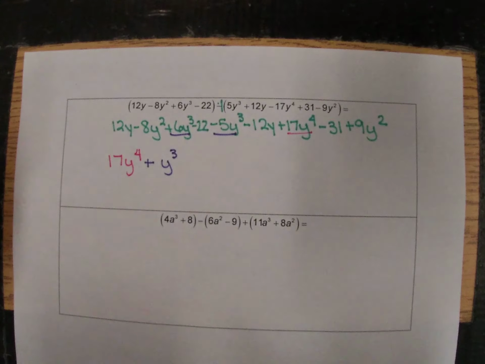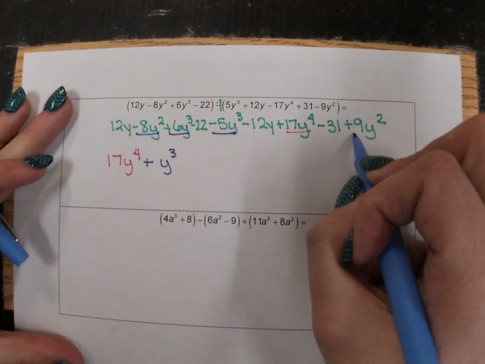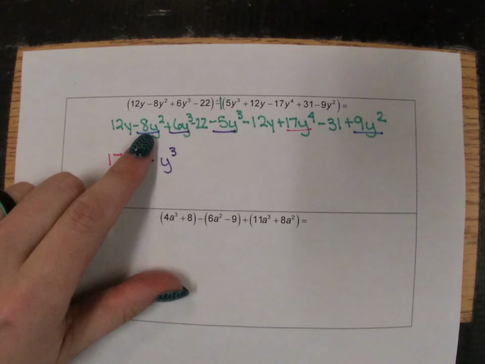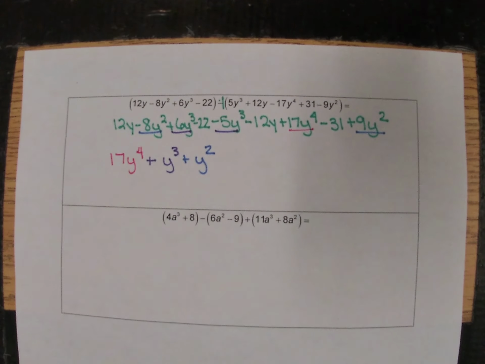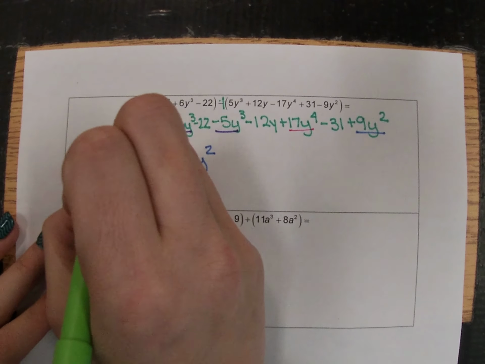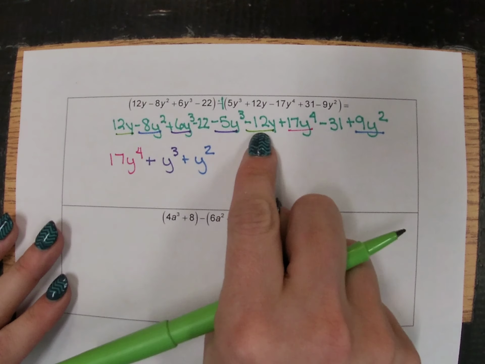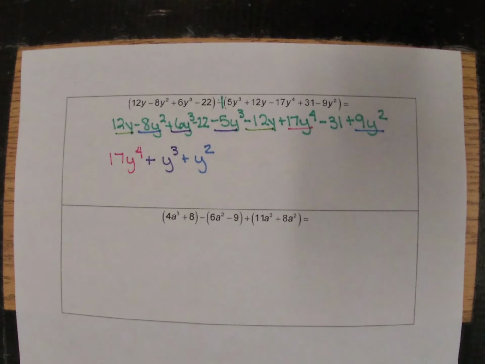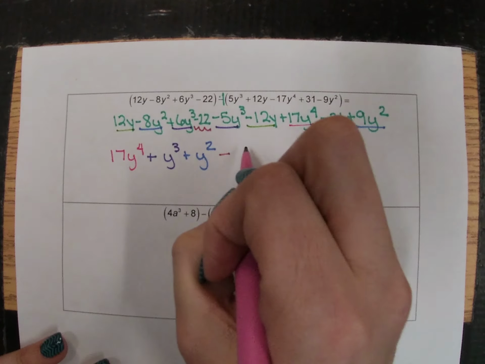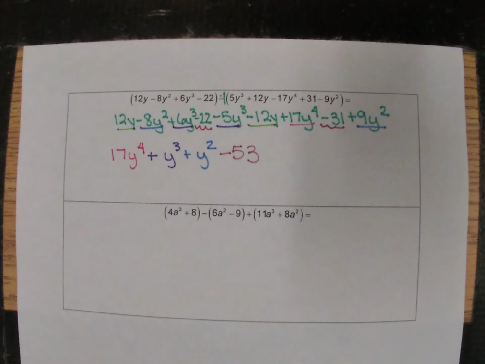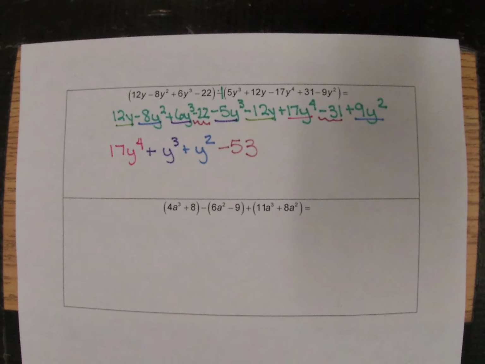The next largest exponent that we see will be a 2. And I do see something else that I can combine with that. So once again, a -8 plus a 9 gives me a +1. I do not need to write that 1 down, but I could. My next largest exponent is a y. So 12y minus 12y is giving us just a 0. So there's nothing to write down there. And then finally, I have my -22 and my -31, which will give me a -53. And so my final answer will be 17y to the 4th plus y to the 3rd plus y squared minus 53.